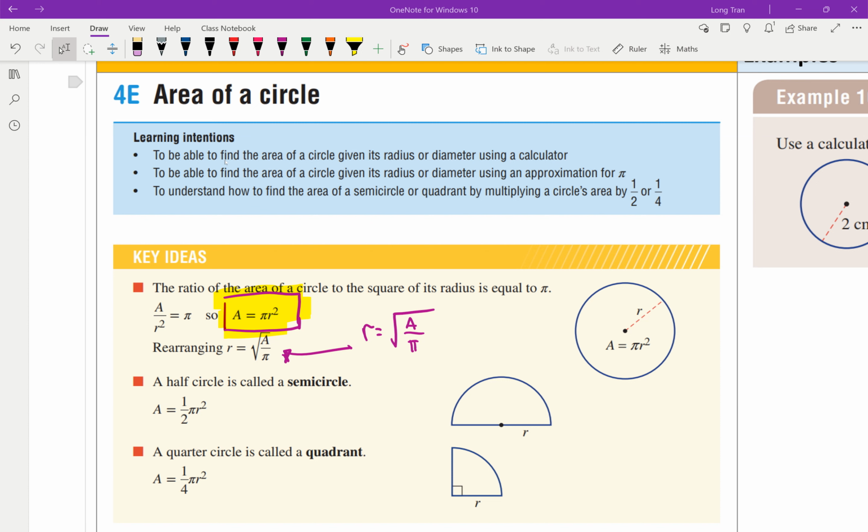Exercise 4E. 4E, very good. You drew it. You wrote it. Pi r squared, area of a circle. 2 formulas. The area of a circle is pi times radius squared.